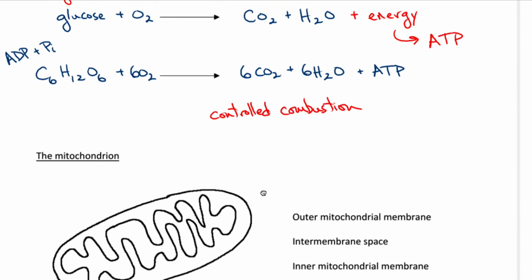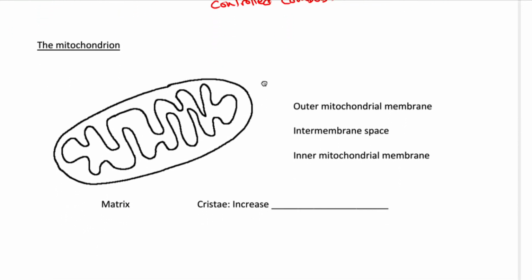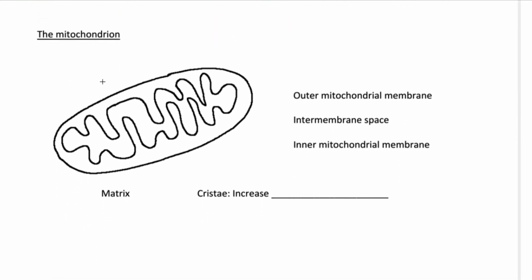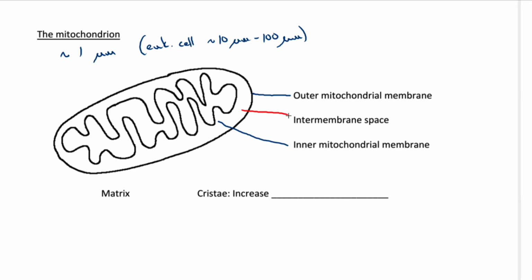Now, the organelle where most of cellular respiration takes place is the mitochondrion. The mitochondrion is about 1 micrometer or 1/1,000,000th of a meter in size. In comparison, a eukaryotic cell is about 10 to 100 times larger than that. And the mitochondrion is a double-membraned organelle. It's got an outer mitochondrial membrane, an inner mitochondrial membrane, and then in between that is the intermembrane space. That's this space in here.